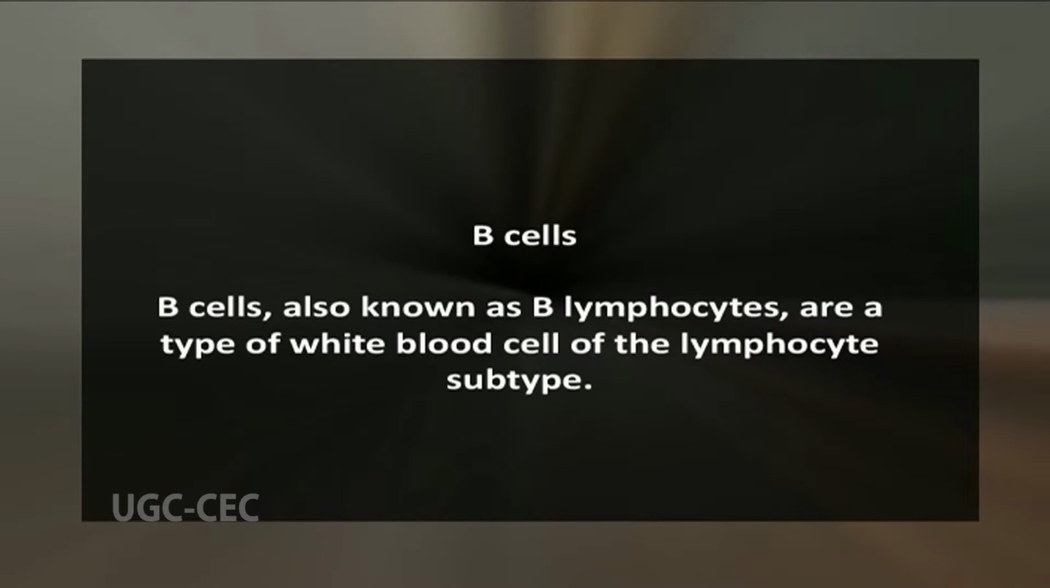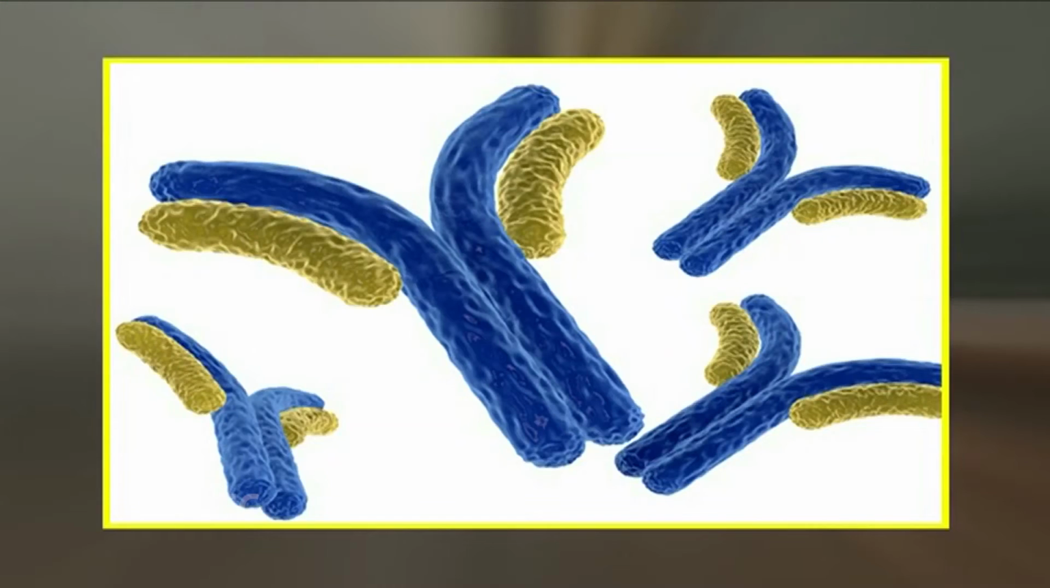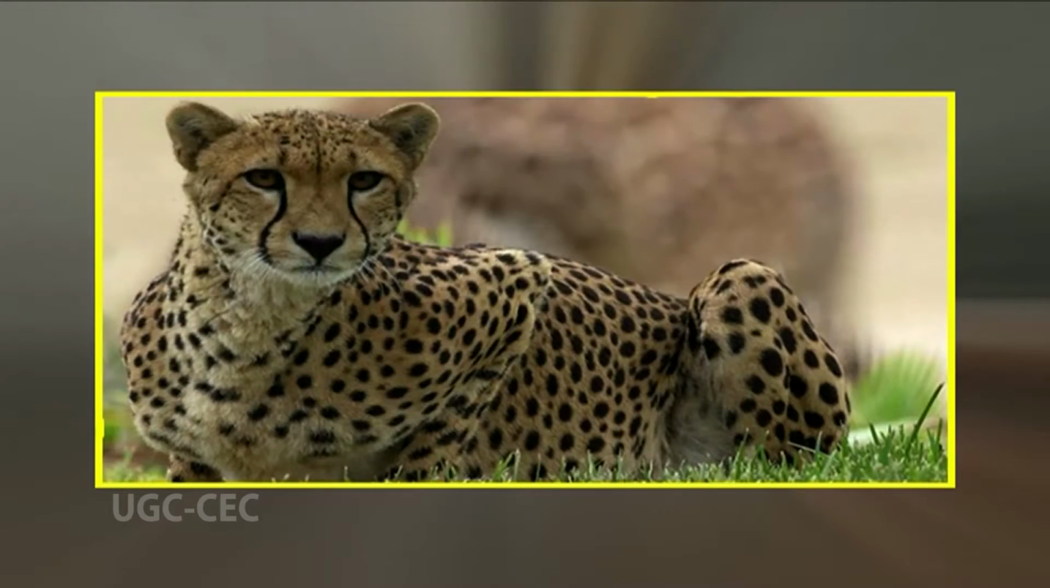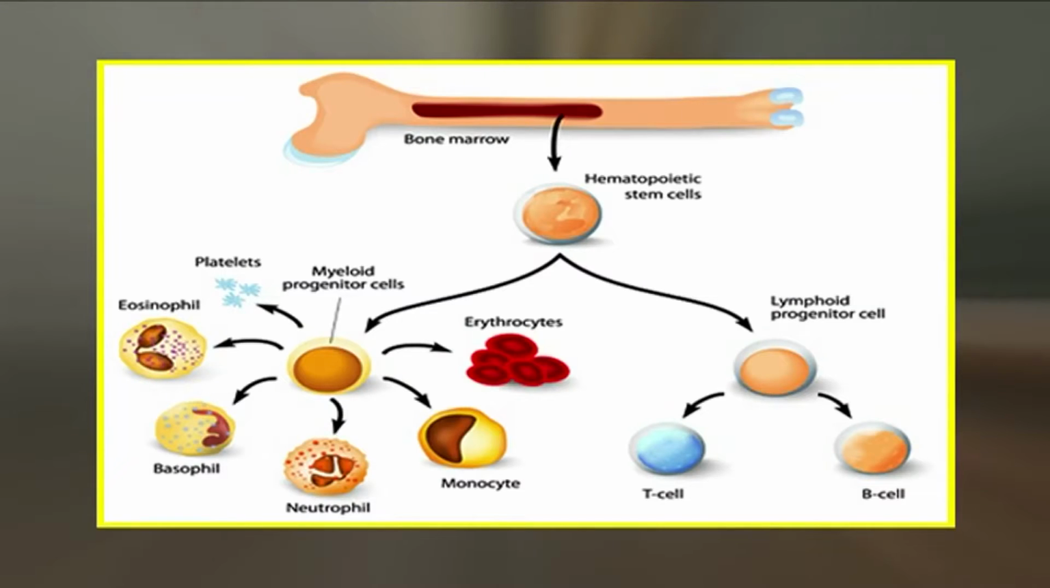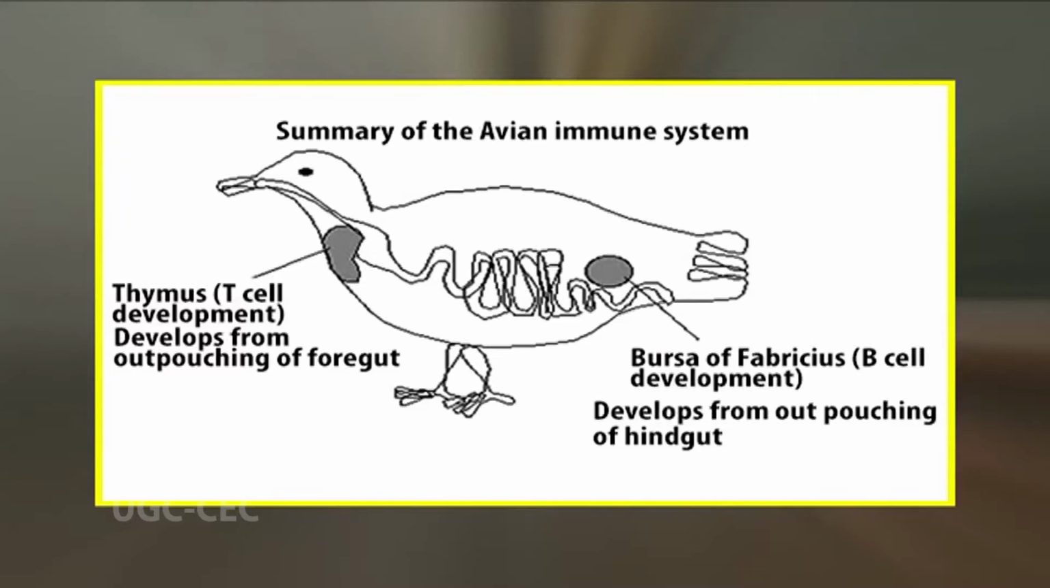Now let's try to learn about B cells. B cells, also known as B lymphocytes, are a type of white blood cell of the lymphocyte subtype. They function in the humoral immunity component of the adaptive immune system by secreting antibodies. Additionally, B cells present antigen and secrete cytokines. In mammals, B cells mature in the bone marrow, which is at the core of most bones. In birds, B cells mature in the bursa of Fabricius, a lymphoid organ.